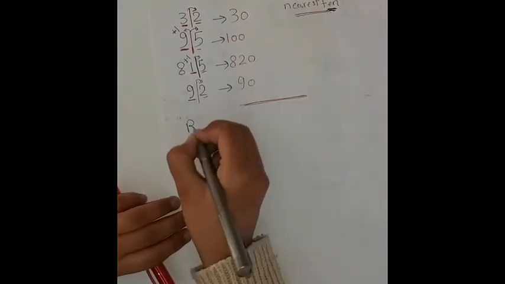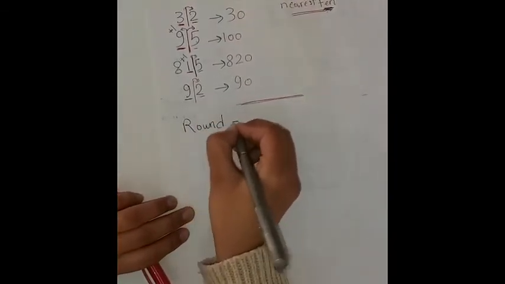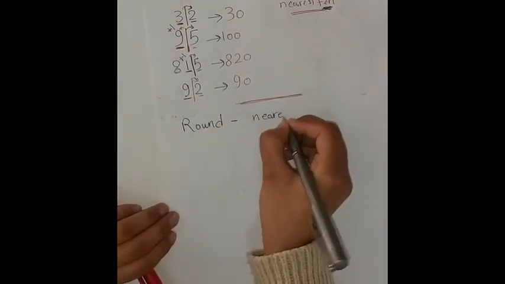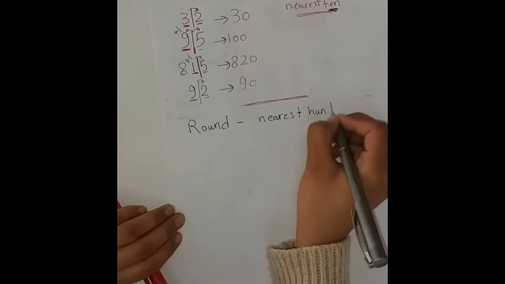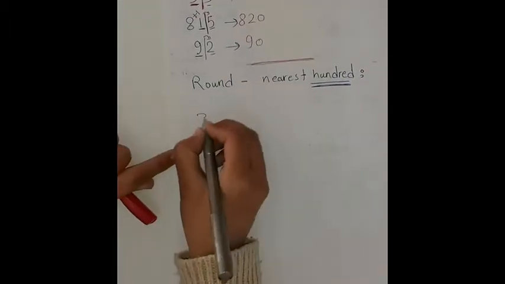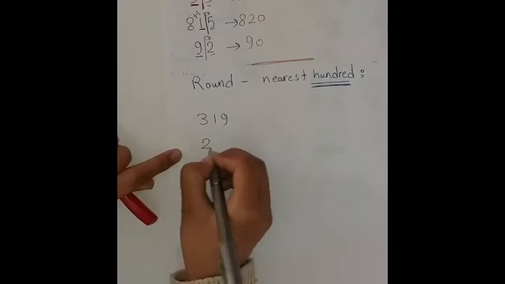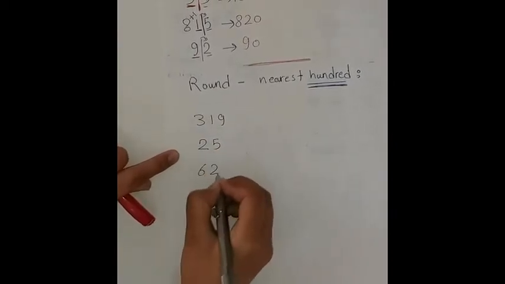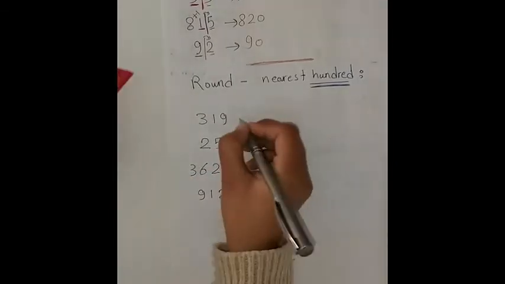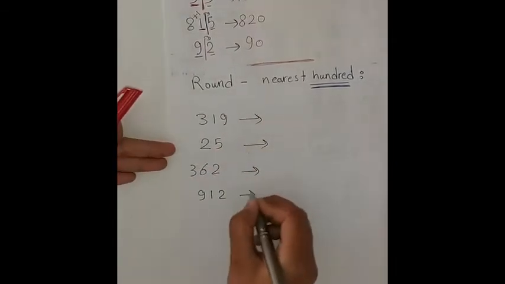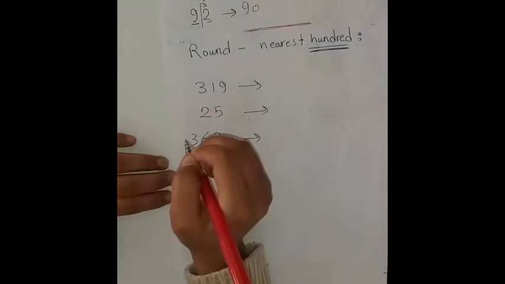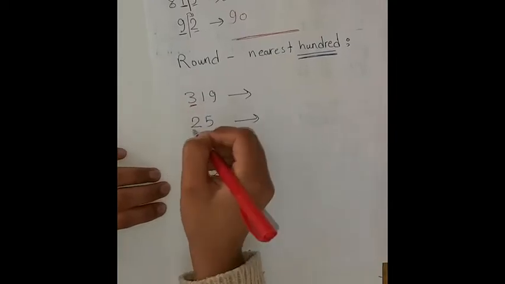Okay, now if I want to round, I want to use the round strategy but to the nearest 100. To the nearest 100. Here, where is the 100 place? 3. Here, where is the 100?